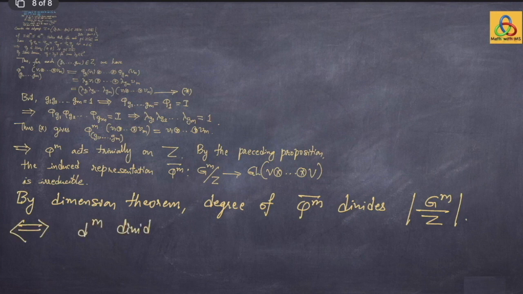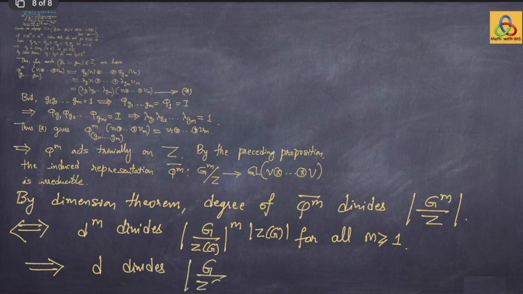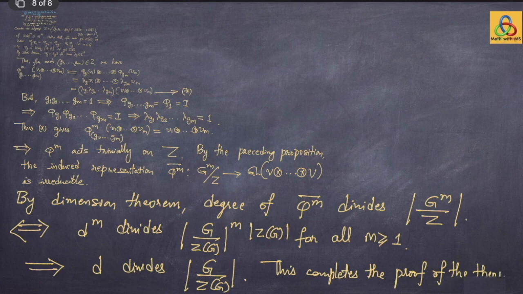This is equivalent to saying that d to the power m divides this integer for all m bigger than or equal to 1, and this is possible only if d divides the order of G by Z(G). So this completes the proof of the theorem. I will stop here. Thank you.